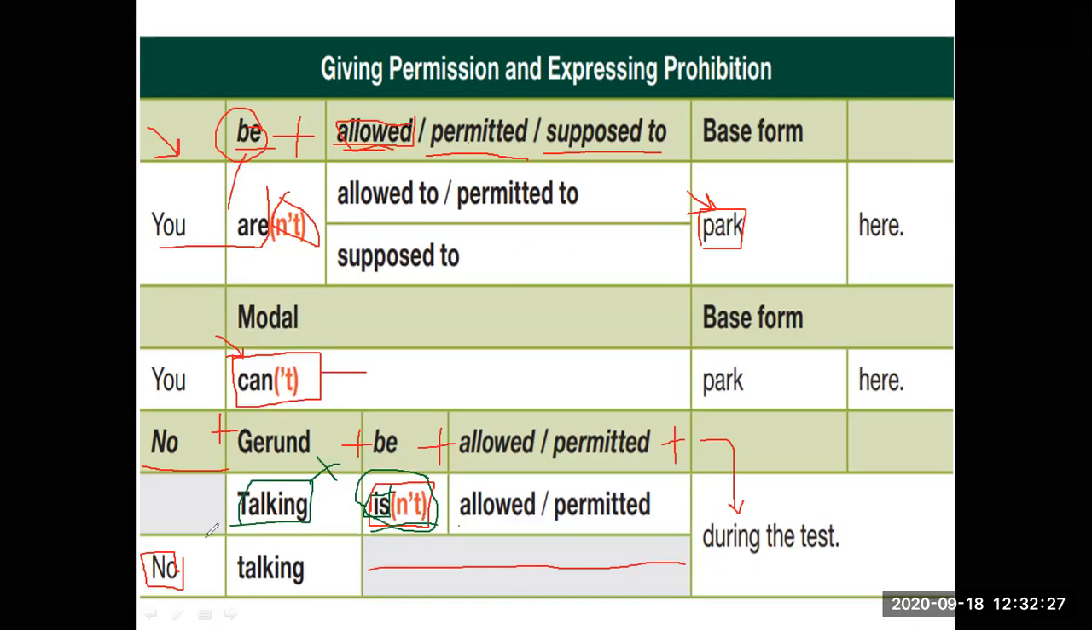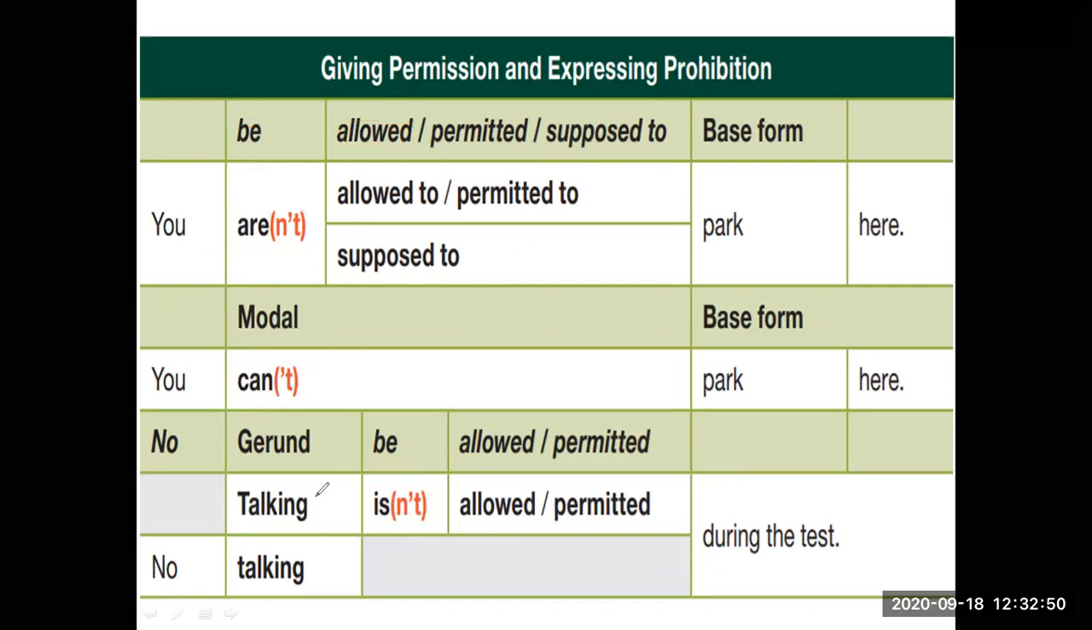So when you say, for example, no at the beginning: not talking during the test, not eating in the classroom, not listening to music in my class, no speaking English, no speaking Spanish in the class. Those are different ways that you can use to express permission and prohibition.